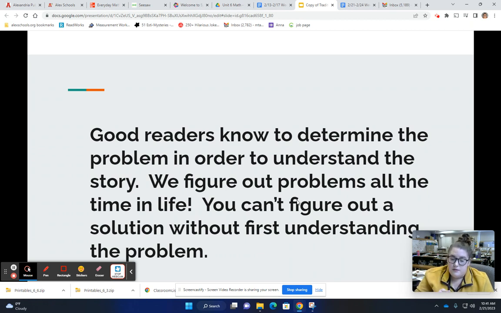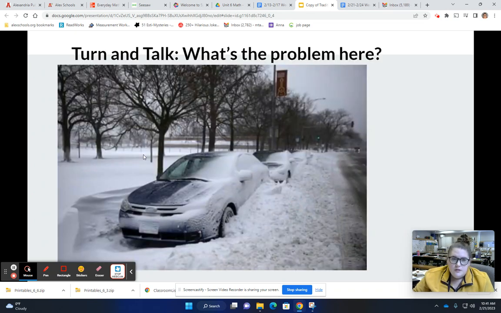We figure out problems all the time in life. You can't figure out a solution without first understanding the problem. So for us to be able to fix something, we first need to know what the problem is. Just like in life, similarly in our books, we have to figure out what the problem is before we can find a solution.